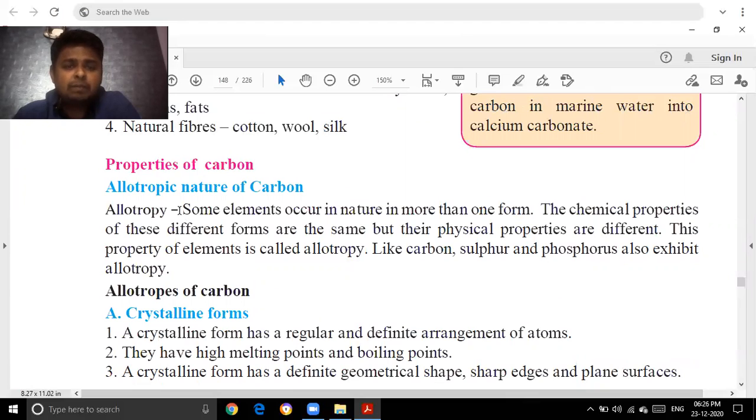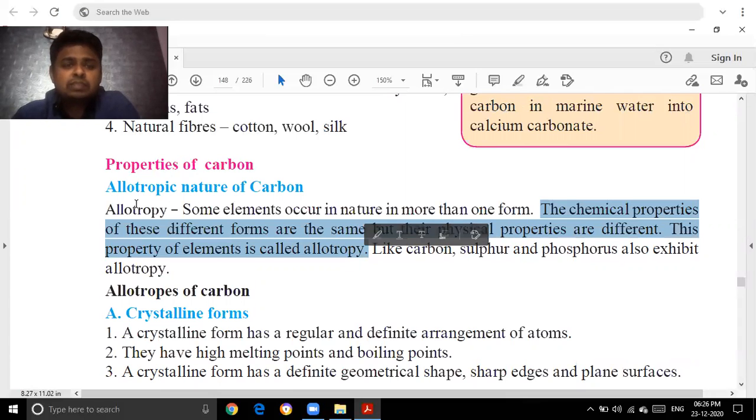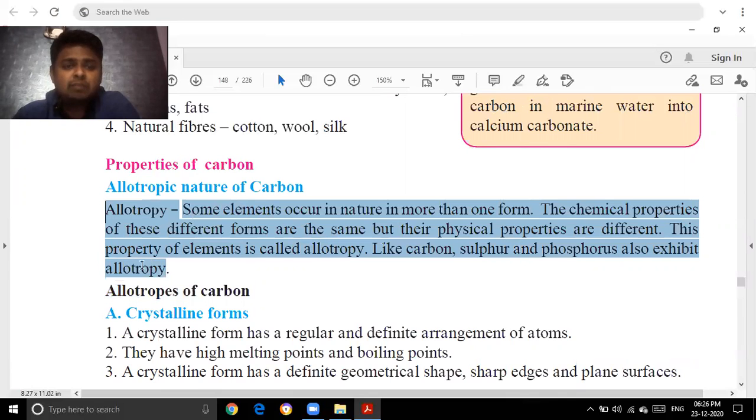Allotropy. Some elements occur in nature in more than one form, and the chemical properties are same but physical properties are different, so this is called allotropy. So some elements are found in more than one form, and these are called allotropes of each other.